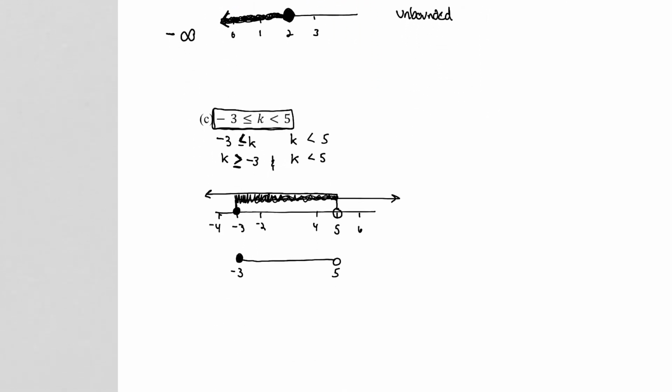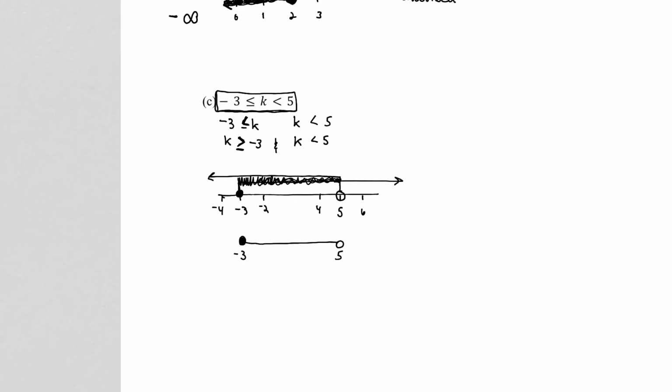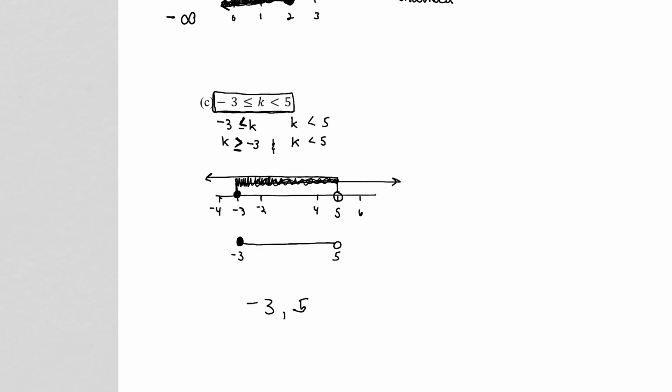And then finally, C, we have our interval starts at negative 3 and goes to positive 5. It's a closed point at negative 3, so I'm going to put a bracket around the negative 3, and I'm going to put a parenthesis around the 5 since it's not included. Okay, so that is interval notation as it relates to the graphs of inequalities.